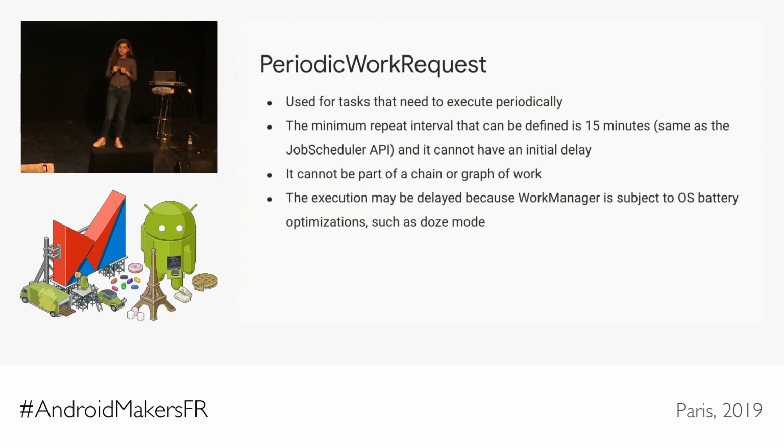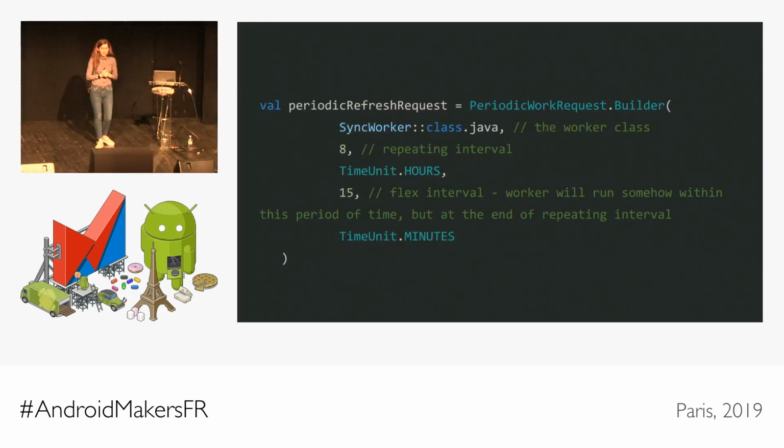Another important thing to mention here is that we are not able to be sure about the moment when the task will be executed, because it will be somehow determined by the OS battery optimizations. Another thing that we could define by using a periodic work request is to use the flex interval. So in this case, we have again a periodic request builder, and we have a repeating interval of 8 hours and a flex interval of 50 minutes, so the work will run somehow within this period of time after the repeating interval.